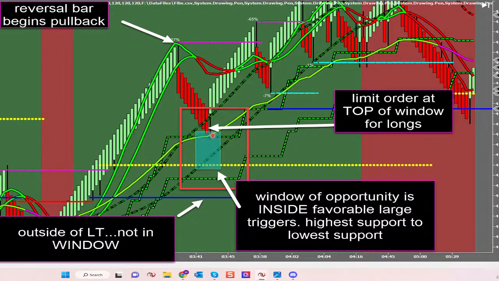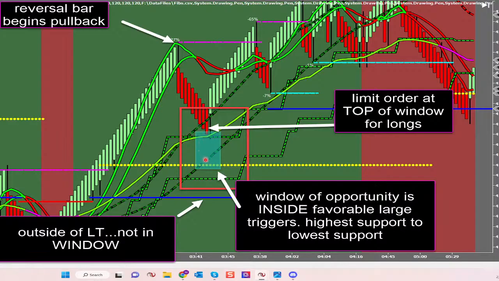You're going to create a window of opportunity, a point where you pinpoint exactly where the small crowd is most likely to fail, where the market is most likely to bounce to continue with the trend. And your window will extend from the highest point of support inside of favorable large triggers to the lowest point of support inside of favorable large triggers. Notice that I say inside of favorable large triggers over and over and over.